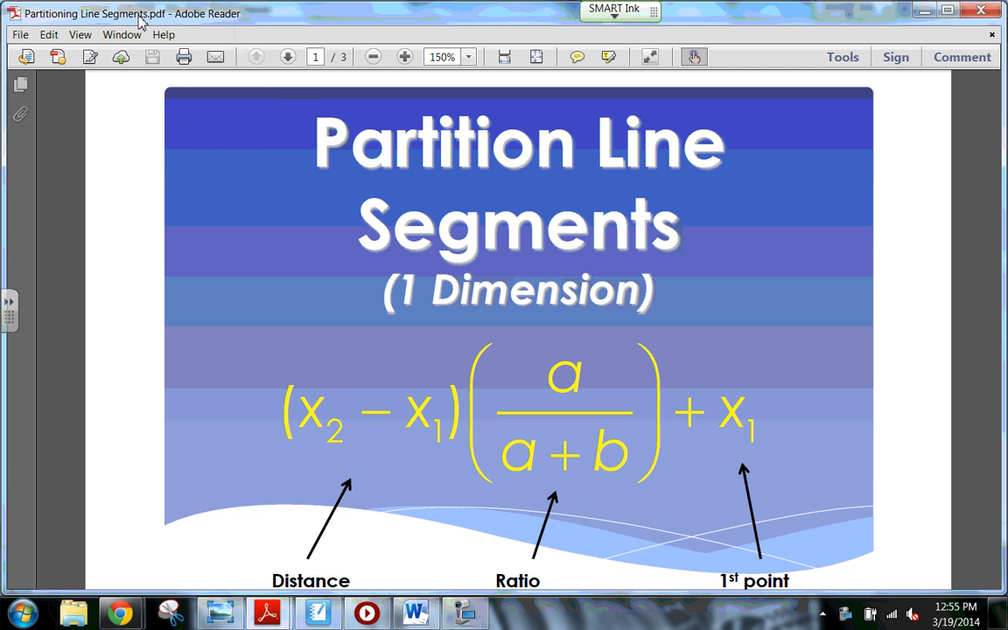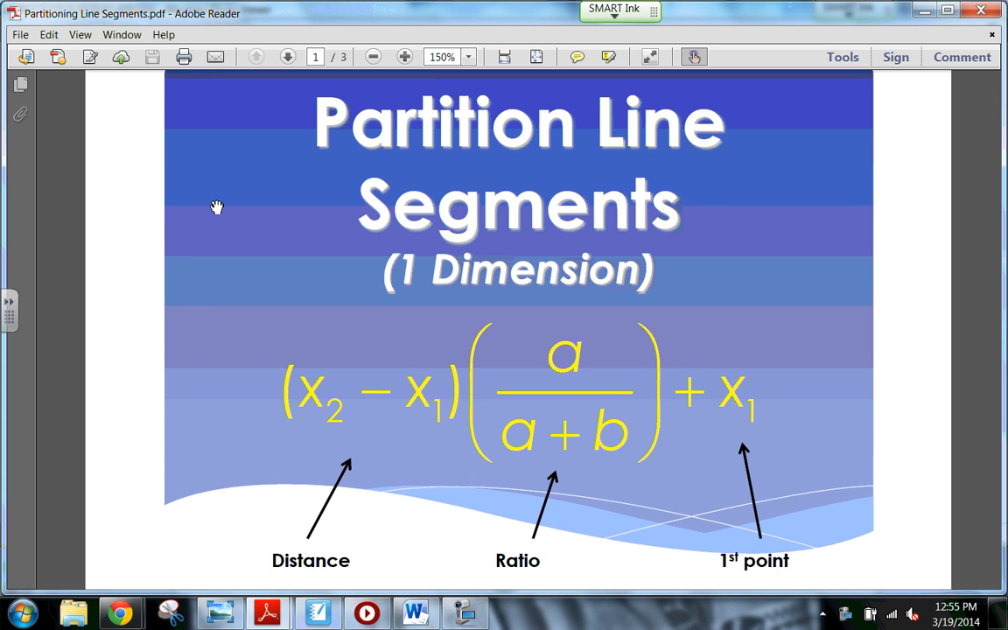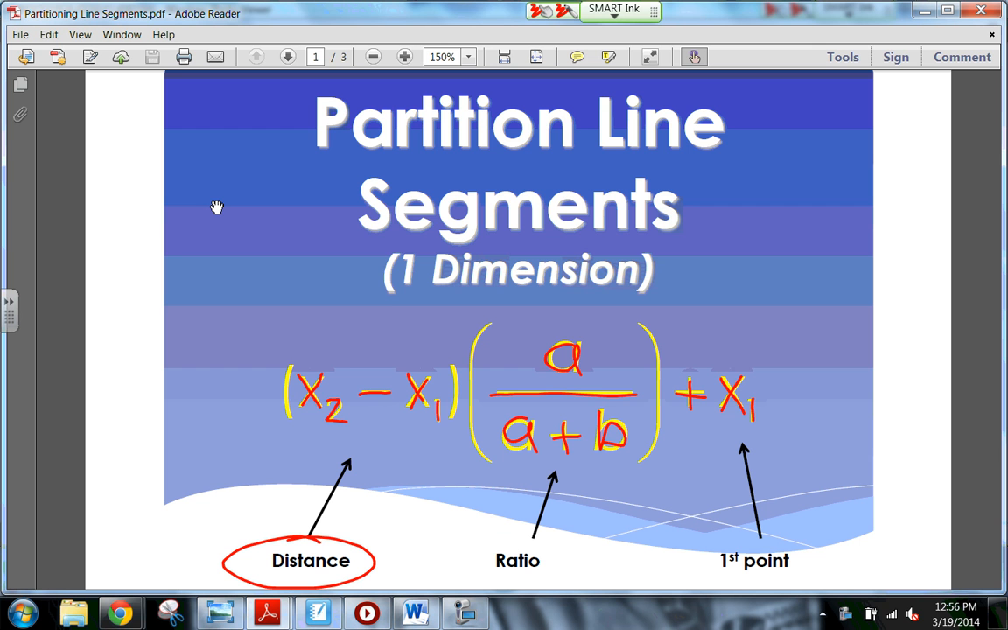Today's video is about partitioning line segments, and the formula is in front of you, so check it out, write it down, and make sure that you know it really well. It is x2 minus x1 times the ratio a over a plus b, and plus x1 at the end. It tells you what they stand for at the bottom: distance, ratio, and the first point. Make sure you write that down and keep it in the corner of your paper as we do some examples.